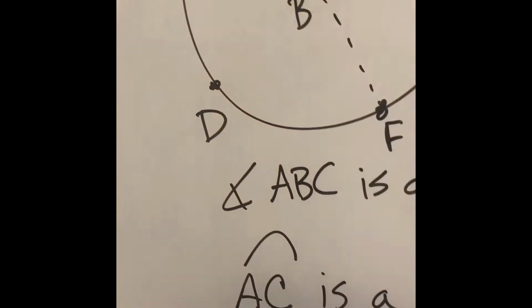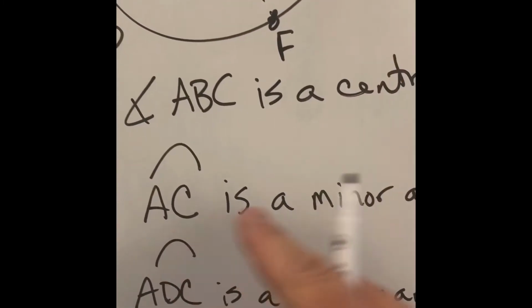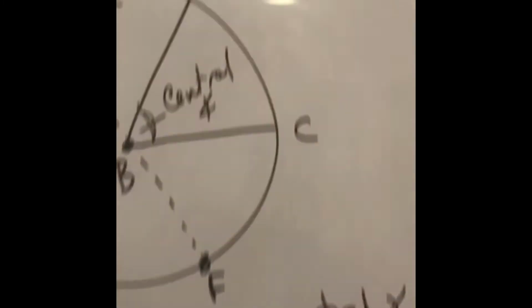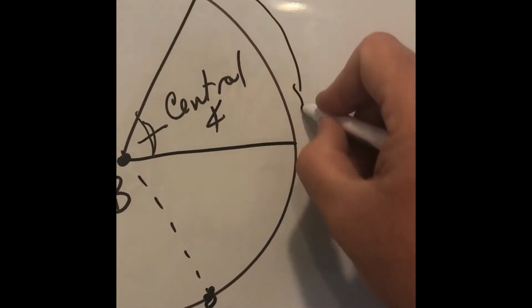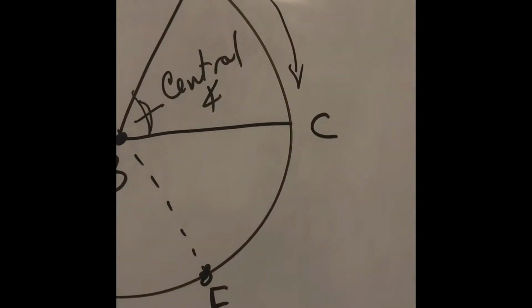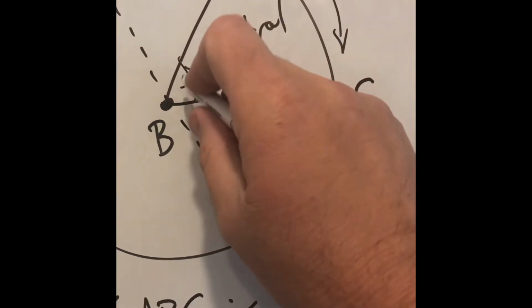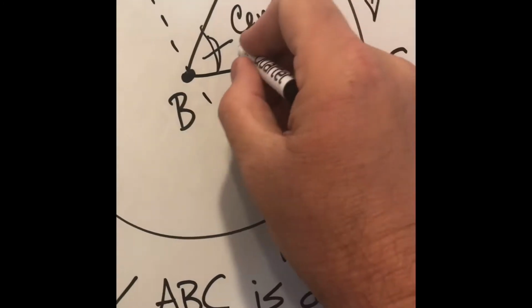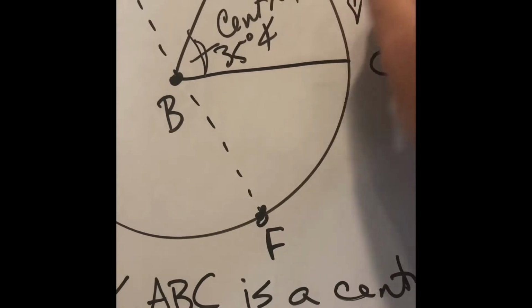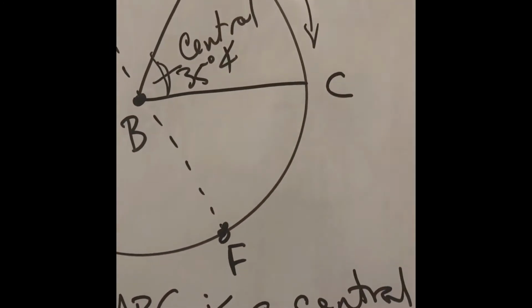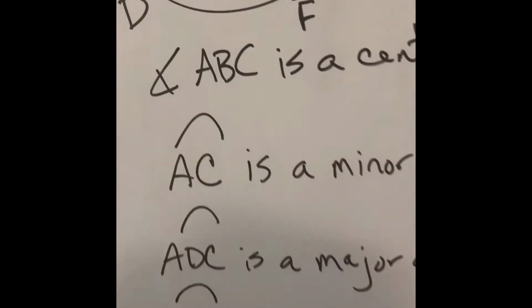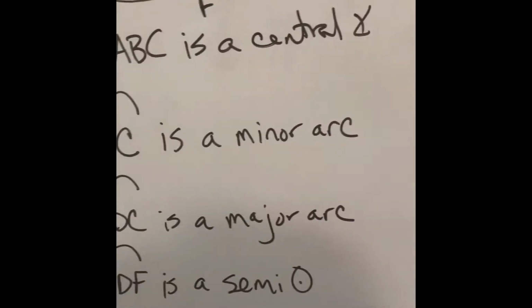That's this angle here. Arc AC is going to be a minor arc. Now, when we say arc AC, that's from here to here. Now, here's the thing about that. The measure of this arc is exactly the same as the measure of that angle. So if this angle is 35 degrees, this arc is also 35 degrees. Okay? Next. Arc AC is the minor arc.